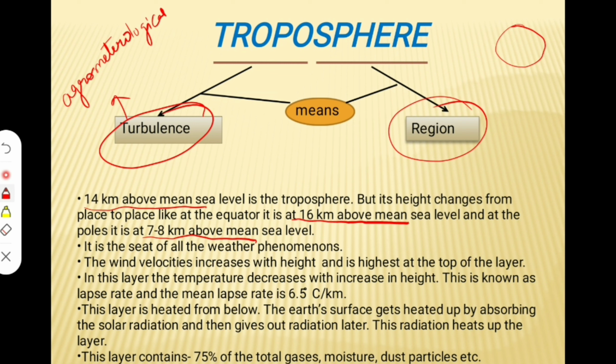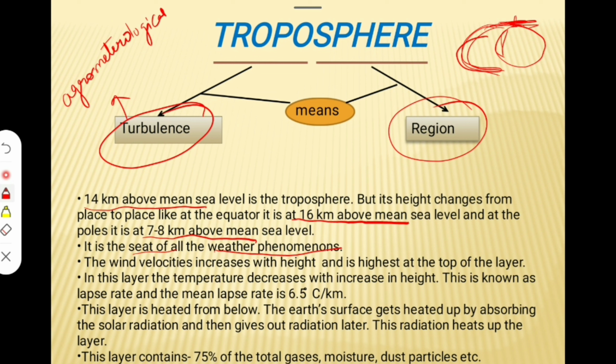Because of the rotation, the Earth bulges near the equator. So the atmosphere also bulges in this portion, and at the poles it becomes a narrow strip. We can say it gets flattened, so the height of the troposphere decreases at this part. Next, as I said, it is the seat of all the weather phenomena.